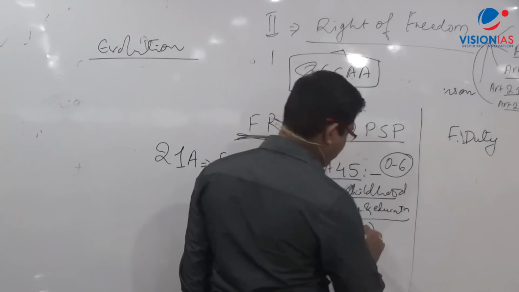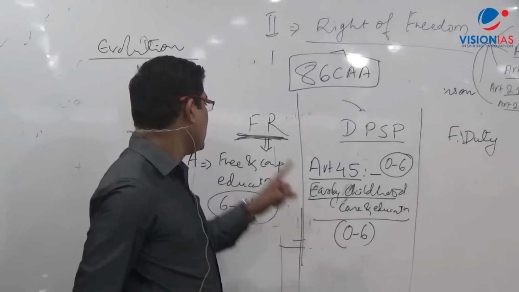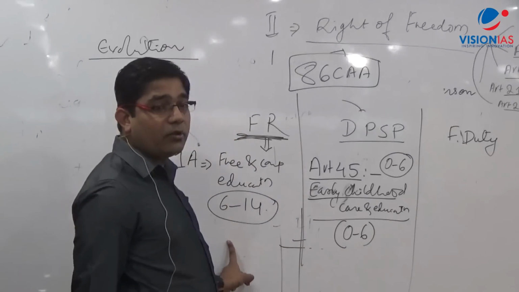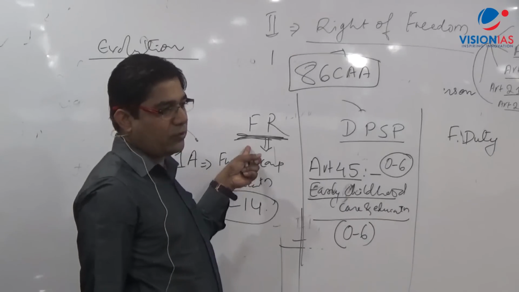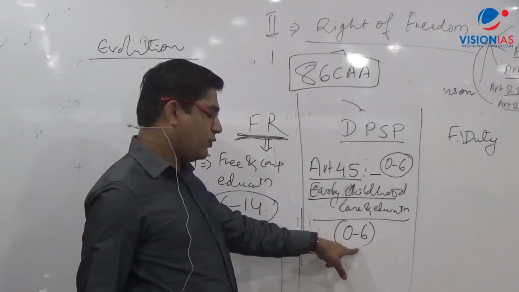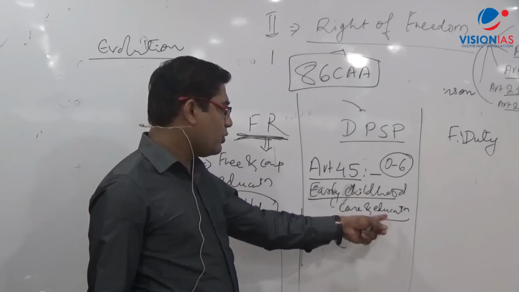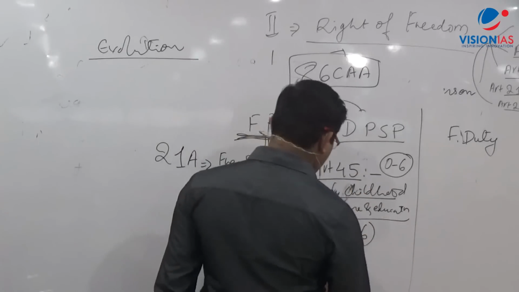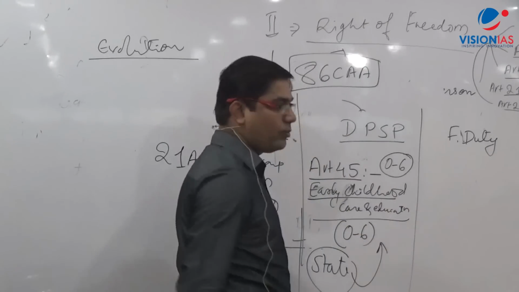0 to 6. So remember that directive principle is related with the 0 to 6, whereas the fundamental right is related with the 6 to 14. 6 to 14 के लिए free and compulsory education, that is primary education. 0 to 6 है, obviously छोटे हैं तो उनको childhood care and education. So this will be the responsibility of the state, because directive principles are state responsibility.